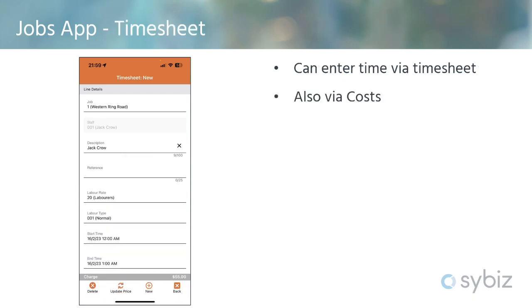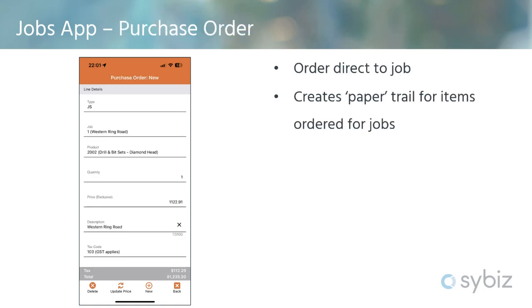From a timesheet entry point of view, you have the option of entering time via the timesheet or also via costs. And again, that's just up to your preference there. And from a purchase order perspective, it gives you the ability to order direct to that job. So you let it know what job it is that you're doing, and then you can identify the stock items that you want to order for that job, and that then creates that paper trail there for the items that have been ordered for those jobs, and just follows the same process as on the desktop application.